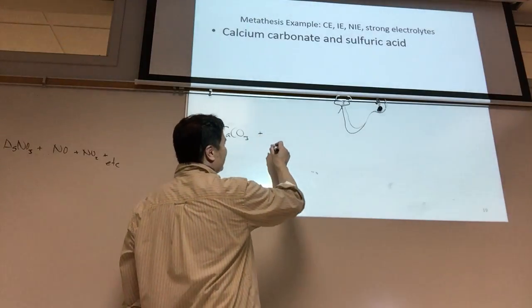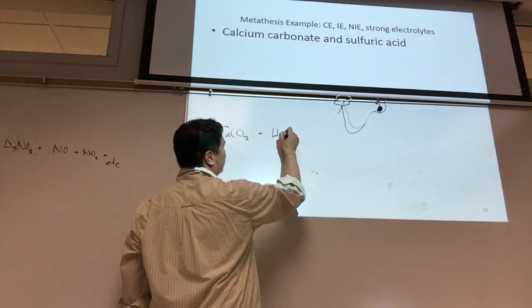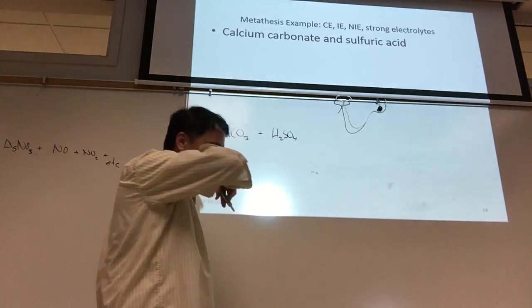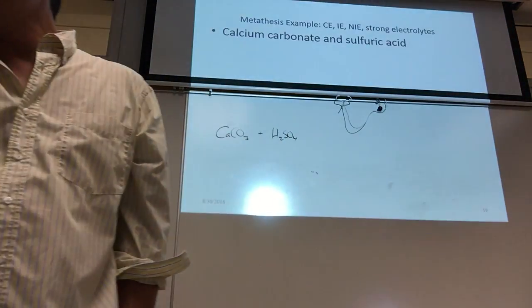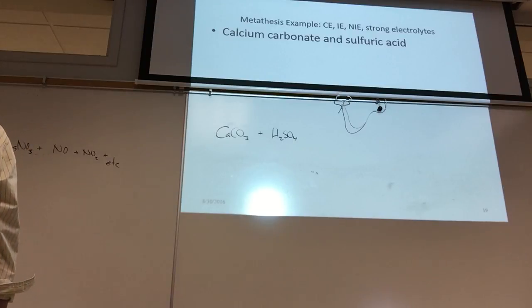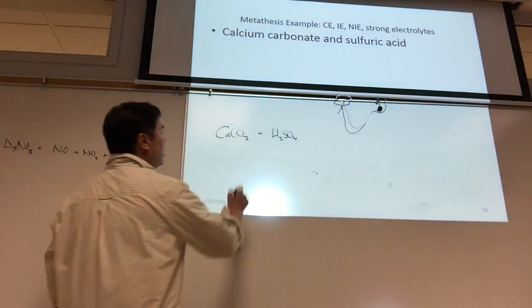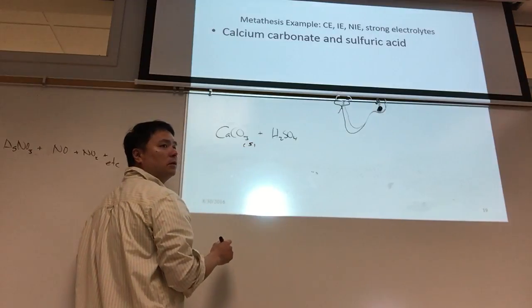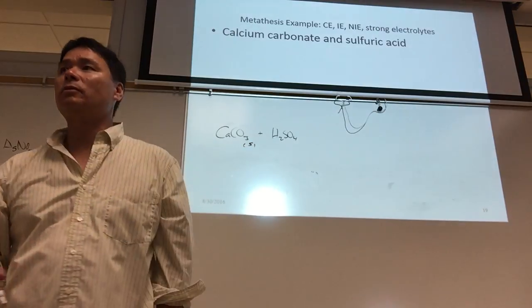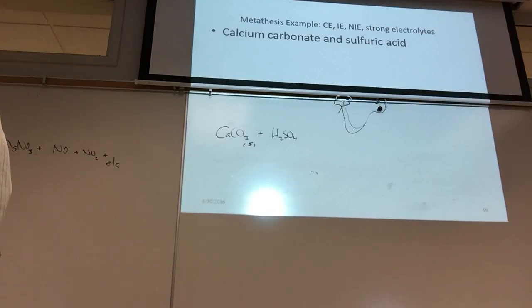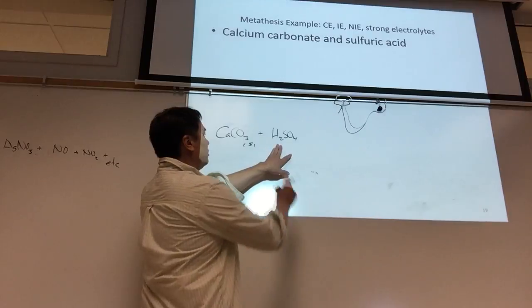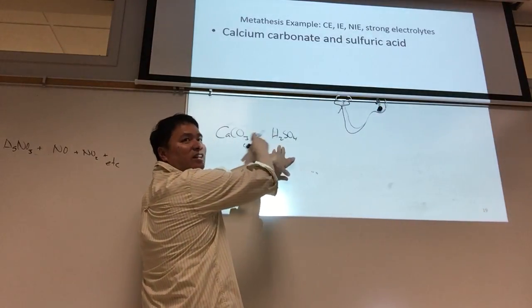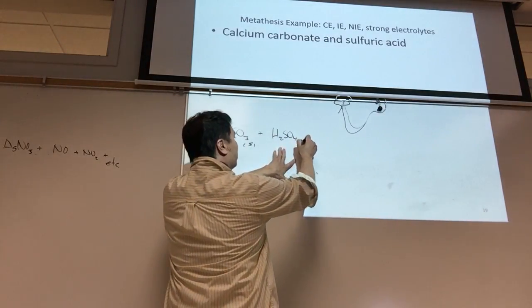Plus sulfuric acid, formula H2SO4. What's the state of calcium carbonate? Solid, liquid, gas, AQ? Well, solid. Is it soluble in water? Is calcium carbonate insoluble or soluble? Well, phosphates, carbonates, and chromates are all insoluble unless it's group 1 or ammonium. So this is insoluble. Even though sulfuric acid has water, this doesn't dissolve. In order to get this in water, you've got to attack it chemically.